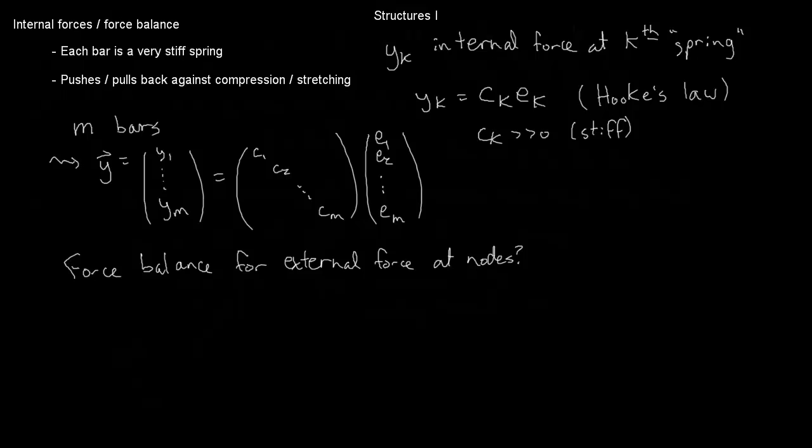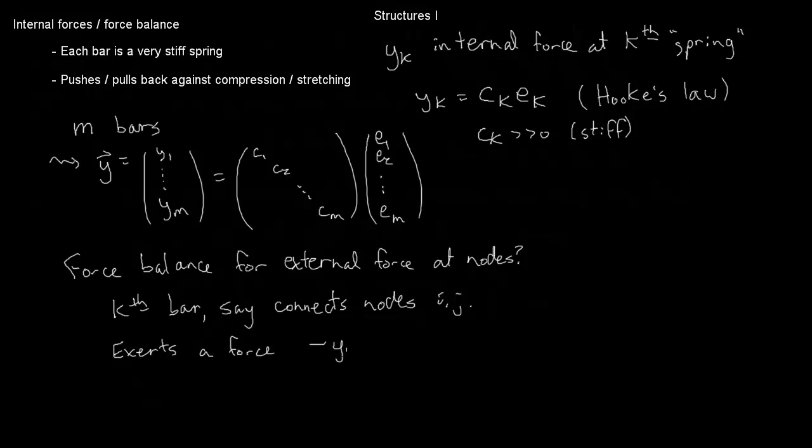Now, we need to balance the forces if I apply an external force to the nodes. Let's say that the kth bar connects two nodes i and j. Well, that means that the force that this yk is exerting specifically on node i, which is going to have to balance against the force that I'm applying, the force will be, if you look at the geometry, minus yk times nk. yk is a scalar and nk is a vector. On node i, that is the force that's being exerted because my yk is either pushing or pulling.